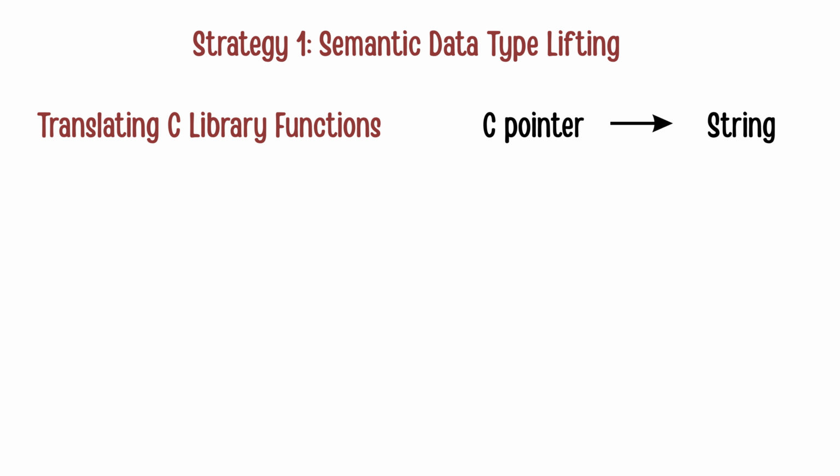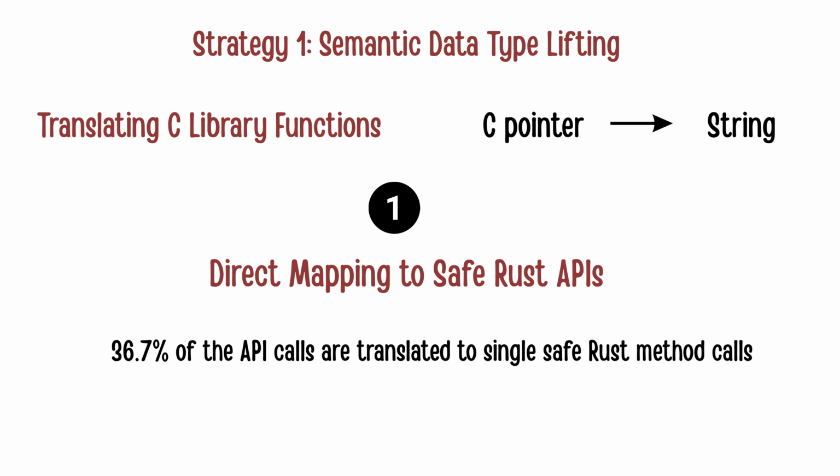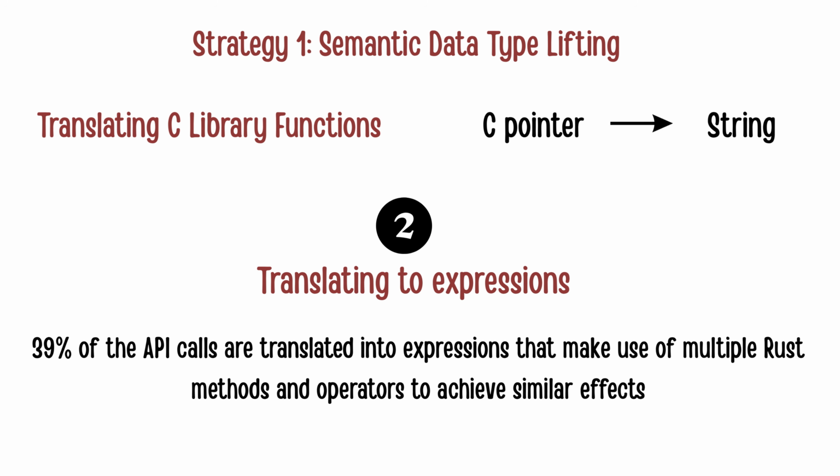The researchers found 5 common strategies. The most common approach, used about 37% of the time, was a direct mapping. For example, a C library function would simply become a single Rust standard library method. Around 39% of API calls required something more creative. Instead of mapping to one function, participants combined multiple Rust methods and expressions to recreate the same behavior.